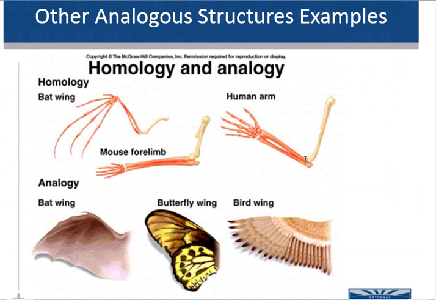Some other examples of homology versus analogy. First top half of the picture at the top, those are homologous. The wings in the bottom are analogous.